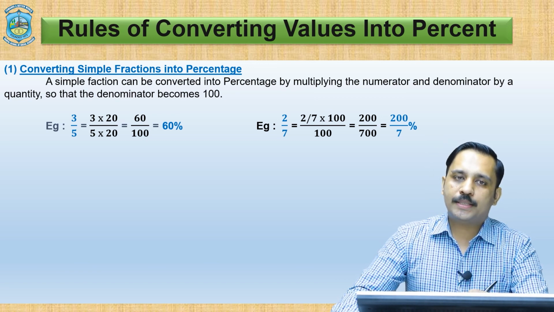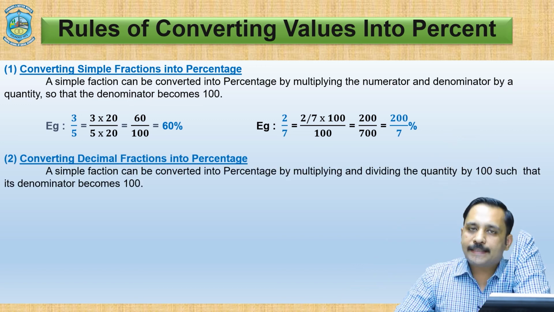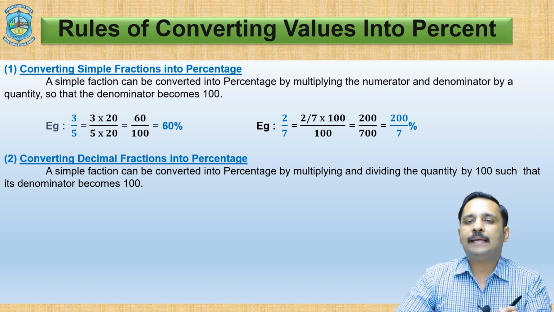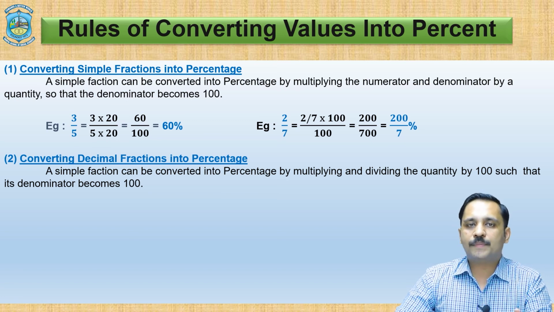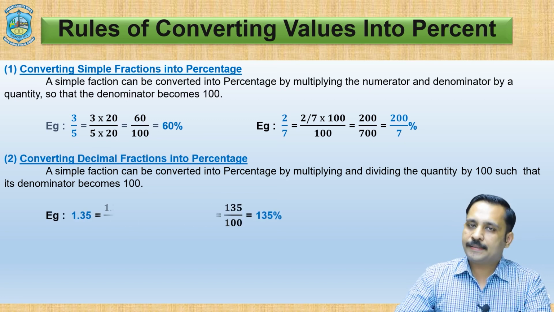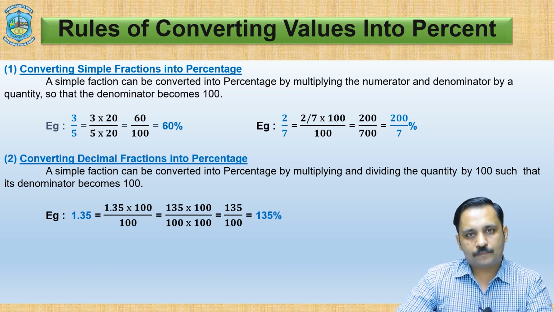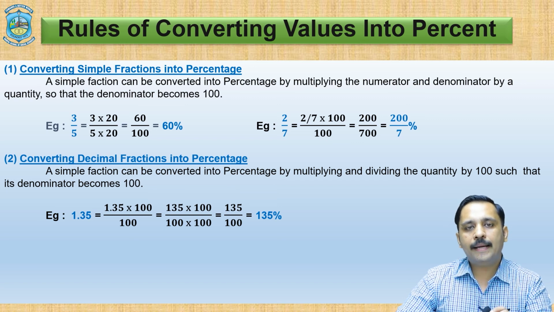The next rule is to convert decimal fractions into percentage. A decimal fraction can be converted into a percentage by multiplying and dividing the quantity by 100 such that its denominator becomes 100 and further solving it. Let us take an example. We have 1.35. Now we multiply and divide numerator and denominator by 100.